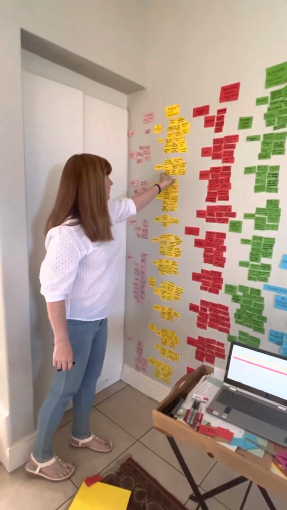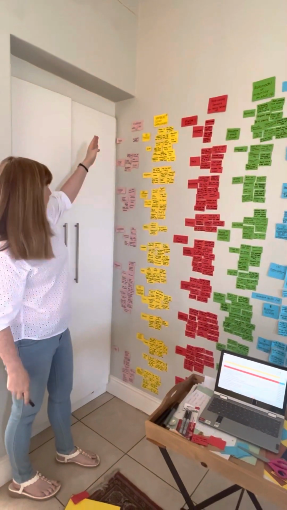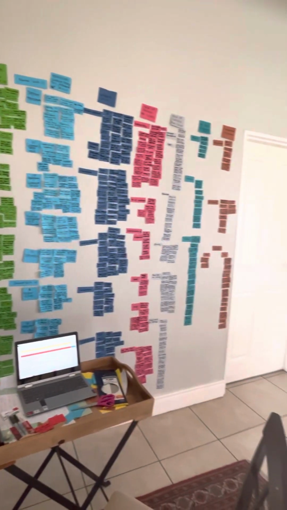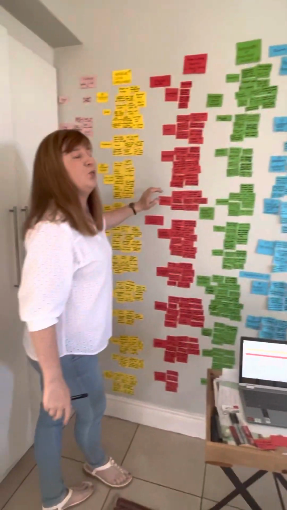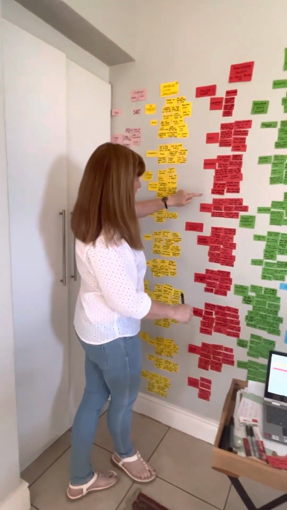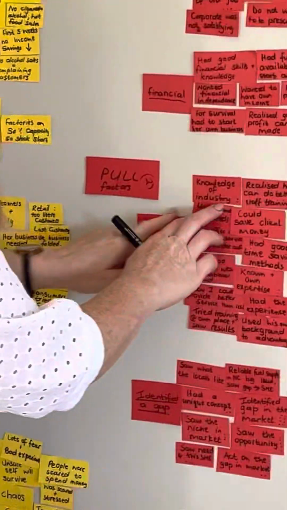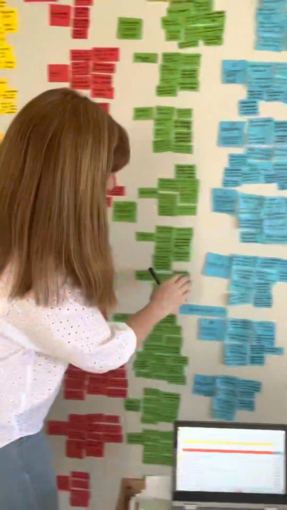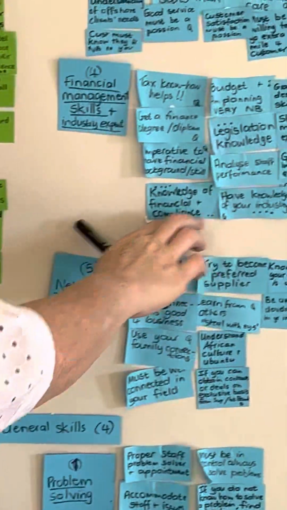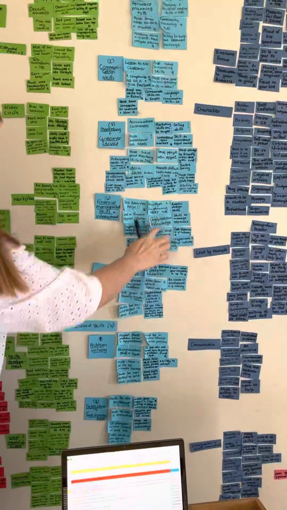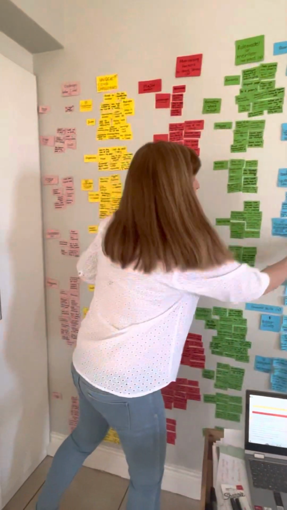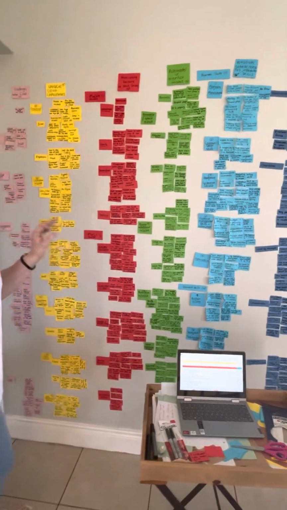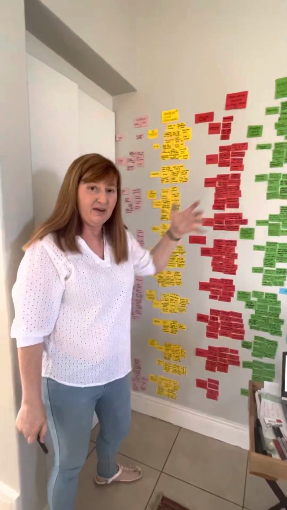Then at the end, if you have all of this combined, your different themes per color, all of them on a wall, then you can actually see that there are different patterns, and that is why a computer program would not have been able to do it. Because if you look at knowledge of industry, this was actually a pull factor, but knowledge of industry is also a skill. It's here somewhere. Knowledge of financial and compliance, knowledge of the industry, legislation knowledge. So there we have cross-references between themes and so forth. And these patterns I will be able to identify once I have everything on the wall.